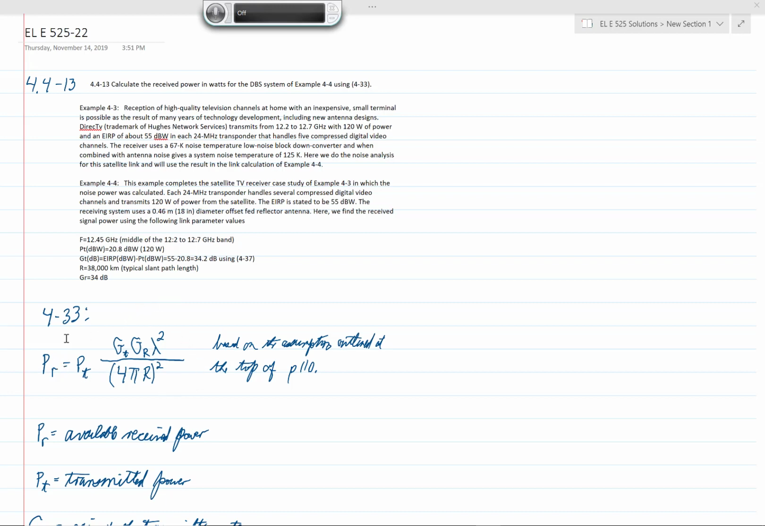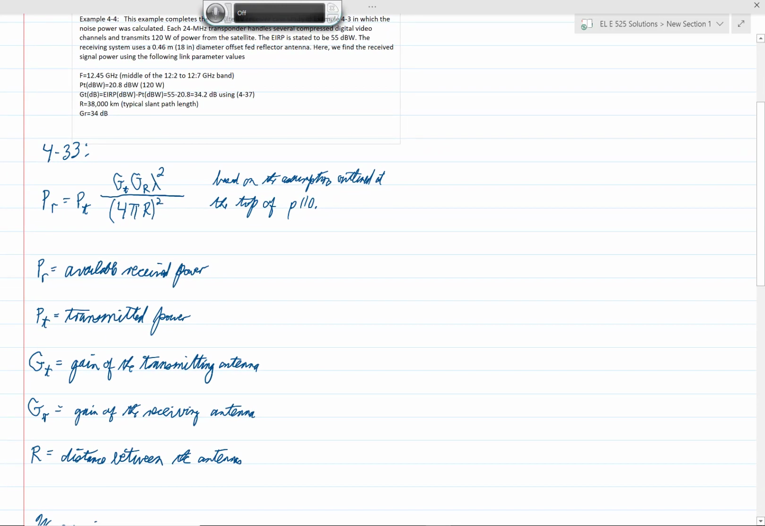Here is the famous Friis transmission formula that you should use for this kind of problem. It says that PR is equal to PT times GT GR lambda squared over 4 pi R quantity squared, where PR is the available received power, PT is the transmitted power, GT is the gain of the transmitting antenna, GR is the gain of the receiving antenna, and R is the distance between the antennas.